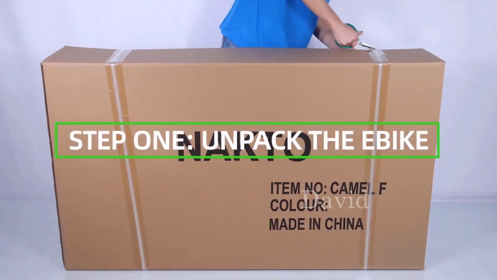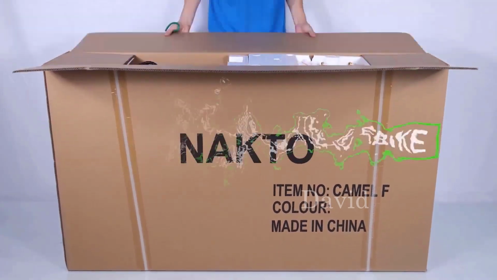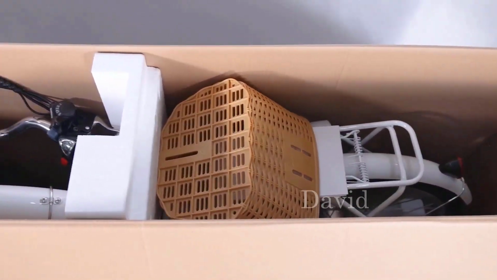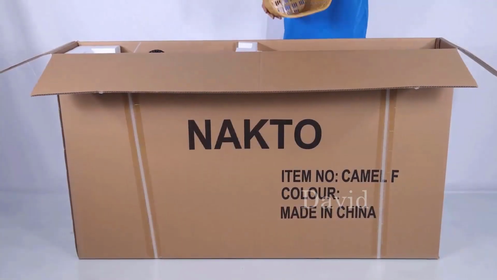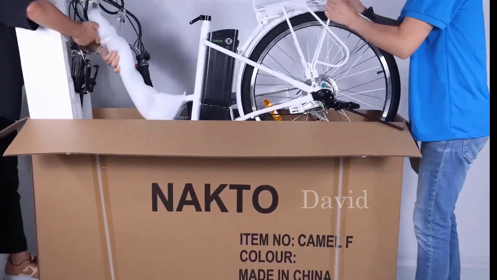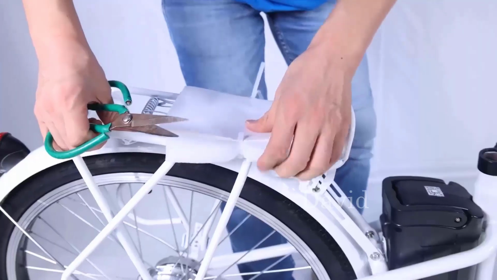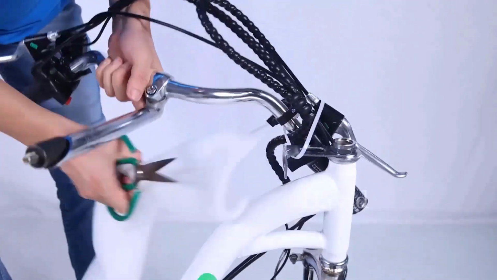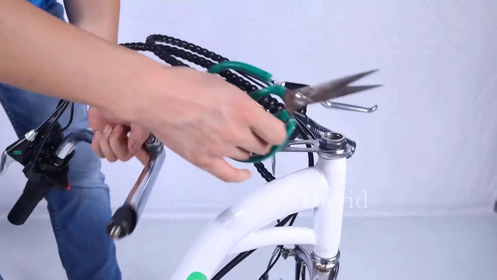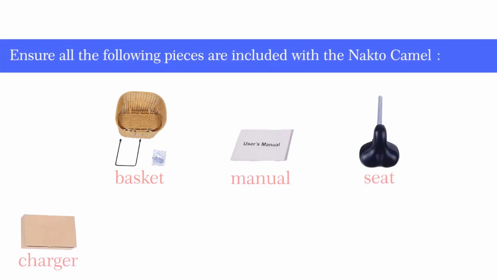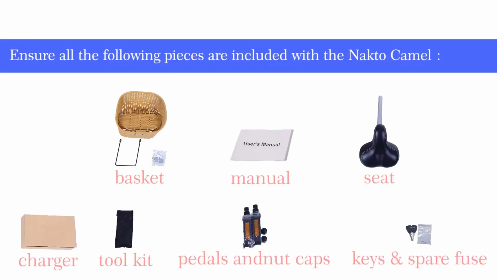Tools needed: scissors and a bike pump. Step 1. Unpack the e-bike. Pull the frame and all parts, charger, seat, tool kit, keys, fuse, nut caps, manual and pedals, out of the cardboard box. Separate the bike from the foam padding. Cut off all zip ties with the scissors while being extra careful not to damage the paint or cut any wires or cables. Ensure all the following pieces are included with the NAKTO camel.